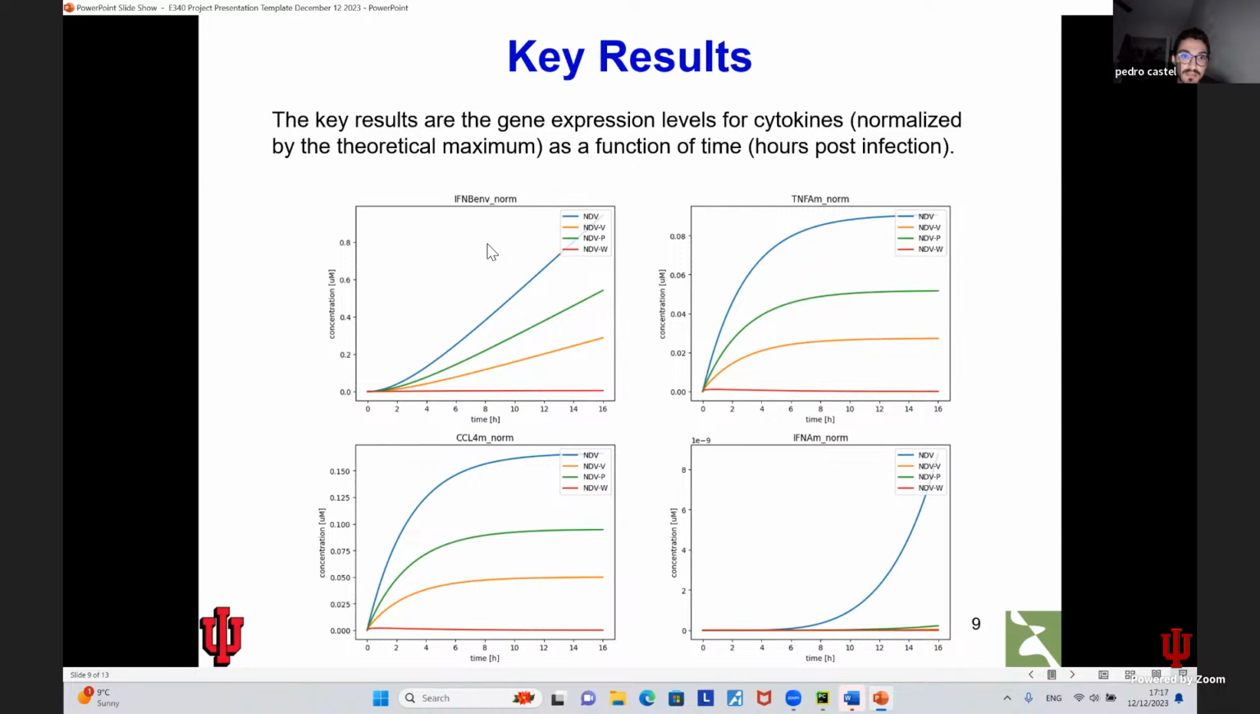Here you can see more clearly in interferon beta and the mRNAs the order. So NDV without any of the proteins is the one that causes the most reaction in the cell. P is the next one, the mildest of the three. V is the one in the middle, and W is the most powerful. So you can see that W indeed has the ability to shut down innate immunity.